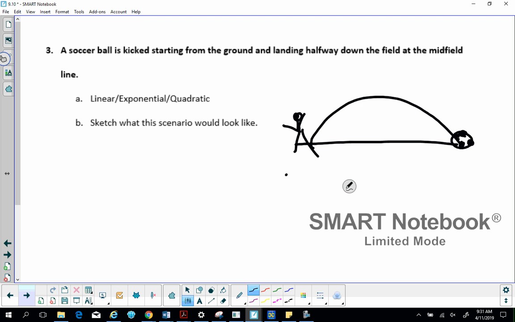What type of function is that? Quadratic, right? Because it's that parabola. So I know this function is going to be quadratic because it's a parabola. Then I already sketched what it looked like, but what is the y-intercept here? What's his starting point? Does it say anything about a starting point? So what is it? 0.